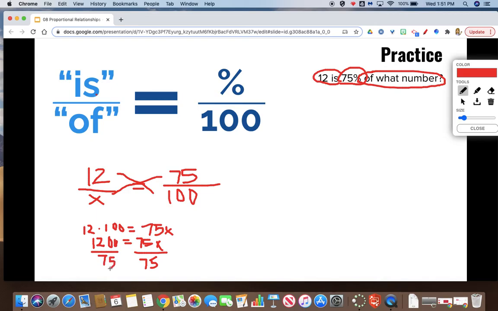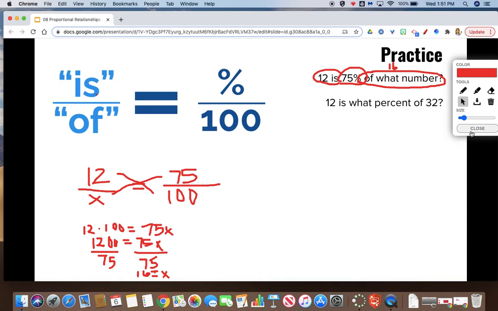When I divide both sides by 75, I get x is equal to 16. That means 12 is 75% of 16. Does that make sense? Yes, I know 75% is 3/4 of the way to a number, and 12 is 3/4 of 16.